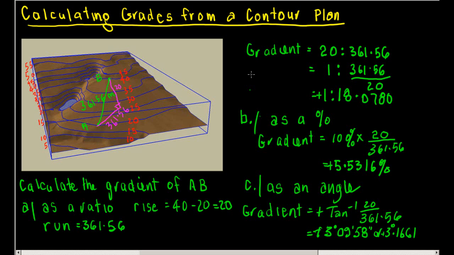Now let's calculate the gradient, or the grade, as an angle. The gradient equals, in this case, plus tan to the negative 1 of 20 over 361.56, which is plus 3 degrees 09 minutes 58 seconds, or 3.1661 degrees. So there you have it, the inside information on grades and slopes.